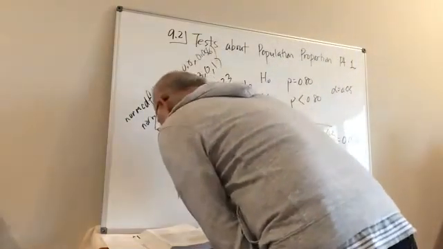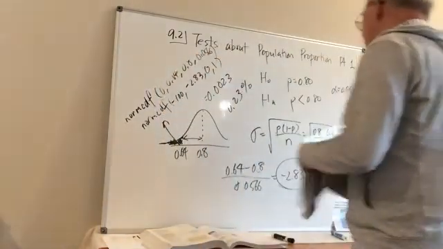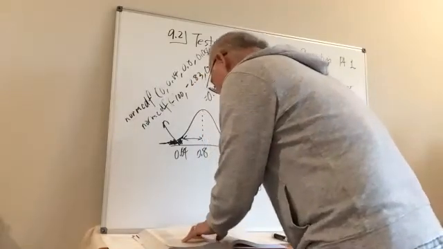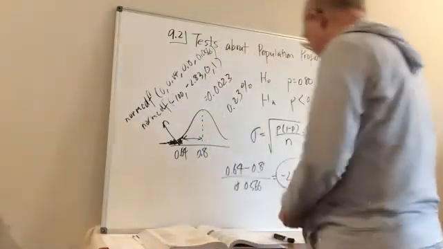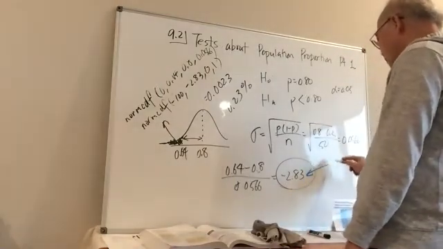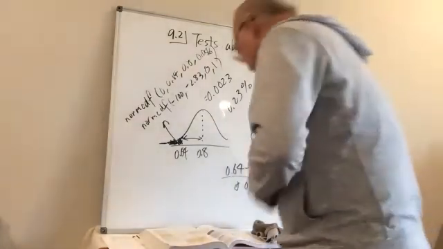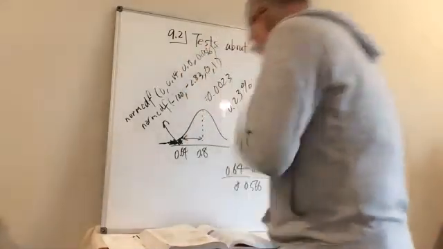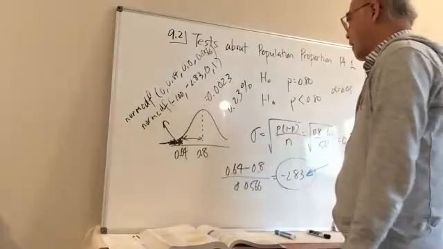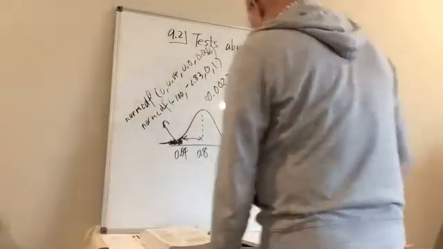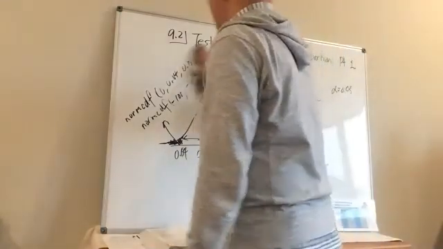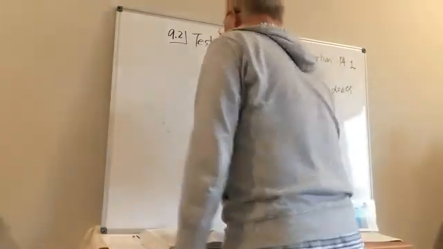In the middle of page 570, there's a green box, which goes over how you find the standardized test statistic. And that is this right here. That's the standardized test statistic, and that allows you to use that.